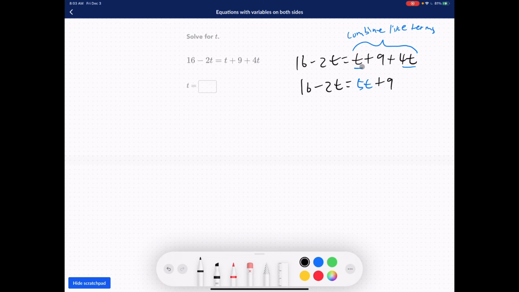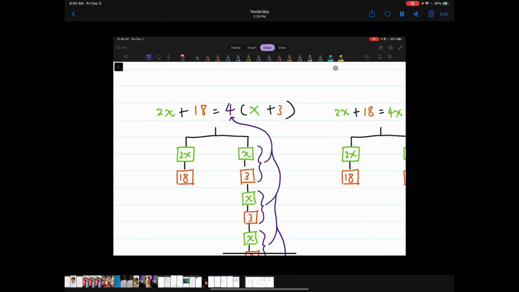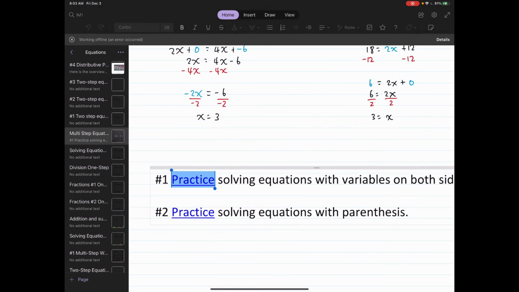So you can combine like terms first, and then from this point on, you can go ahead and solve. I do want to also say that you don't technically need to combine like terms. You can subtract the t and then subtract the 4t after. It will give you the same answer. But I recommend that you combine like terms first before you start isolating the variable. So that's that for this part. Now let's go to our next practice problem.